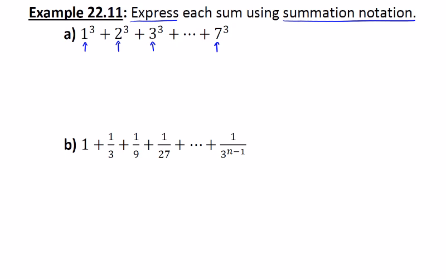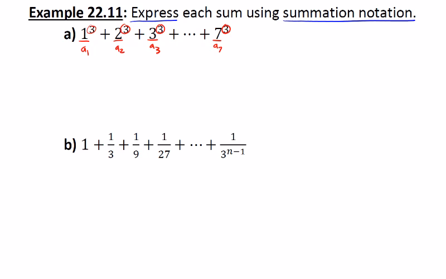7 cubed. So it might not be unreasonable to think of these as A1, A2, A3, and then down here at the end, I would be willing to bet that that's probably A7. And I can base that off of the pattern that I see. I'm noticing that the exponent is the same in every single one of those terms. The only thing that's changing is the base.